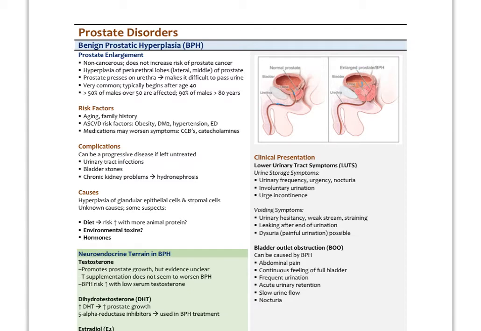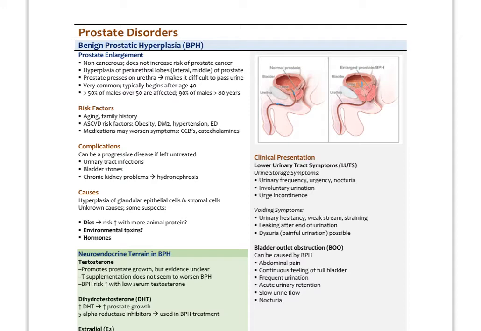So a very common problem that males often present to the clinic for is BPH, or benign prostatic hyperplasia. And this is essentially non-cancerous enlargement of the prostate. It does not, importantly, increase the risk of prostate cancer, but interestingly, we can have prostate cancer alongside BPH. So one of the important processes we have to go through in the assessment of BPH is to rule out prostate cancer. This essentially results from hyperplasia of the areas of the prostate around the urethra.